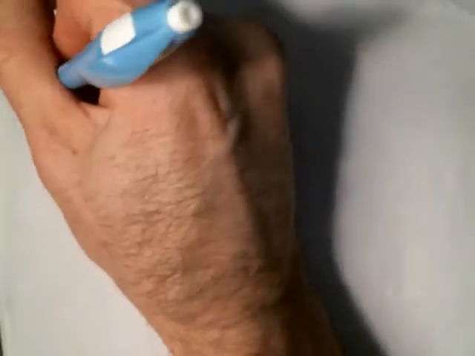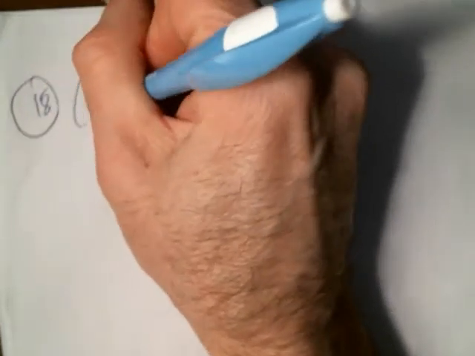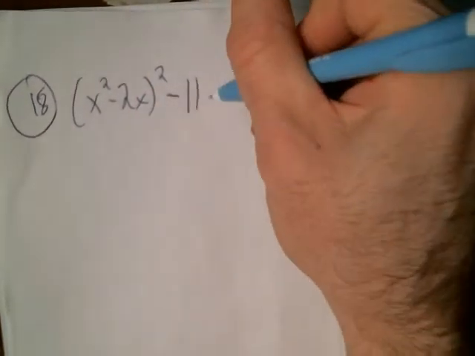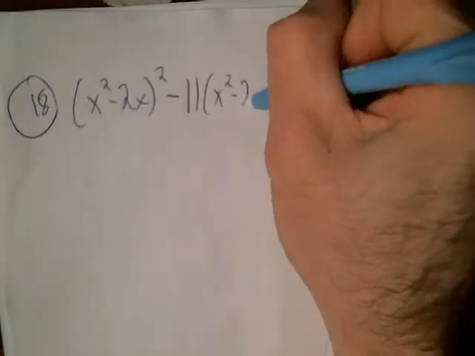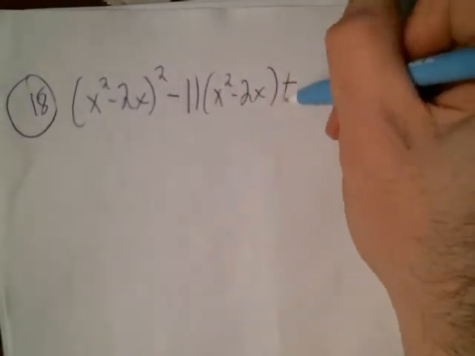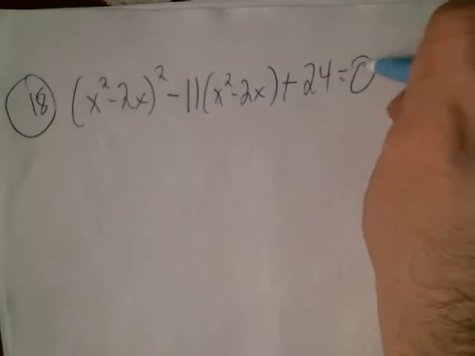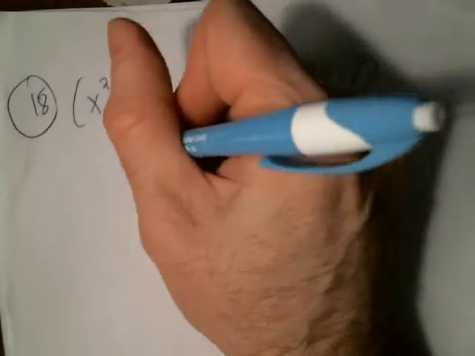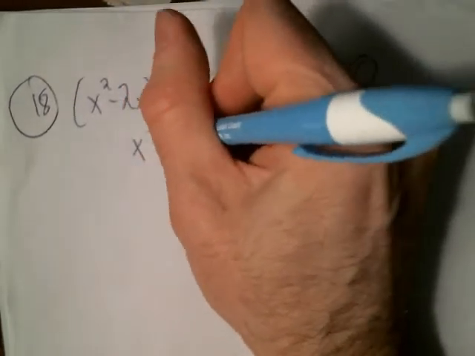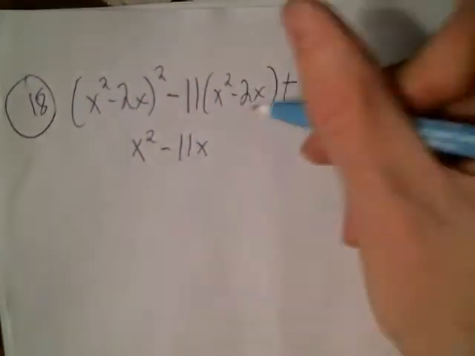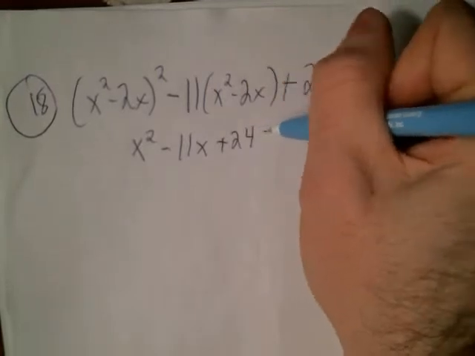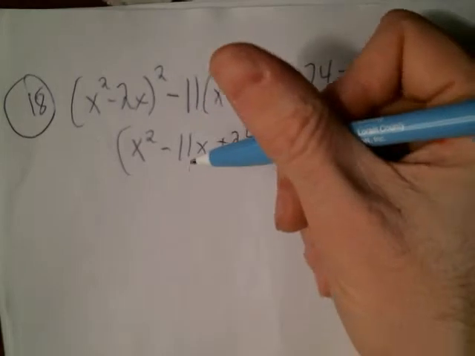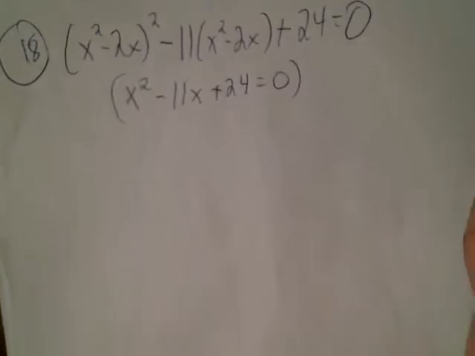Let's take it up another notch. So 18, I have (x squared minus 2x) squared minus 11 times (x squared minus 2x) plus 24 is 0. This is still quadratic. The idea here is it's like factoring x squared minus 11x plus 24 equals 0. It's just that idea, except instead of x, you have x squared minus 2x.